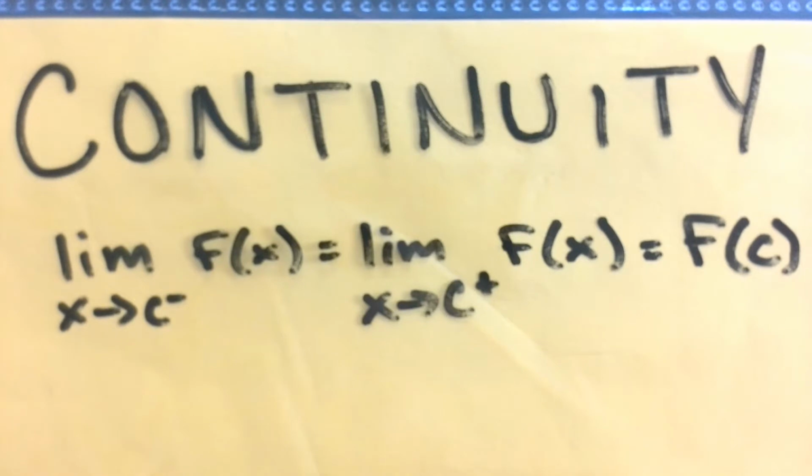If we're trying to show that a function is continuous at a specific value c, then we do need to show all three of these parts: that the limit from the left of c is the same as the limit from the right of c, which is the same as f of c. This part is showing the limit does exist. They're approaching the same thing from the left and the right side of c, but then we also have to show that that hole is filled in, that it actually is continuous at c.